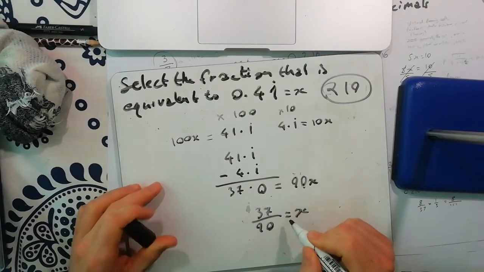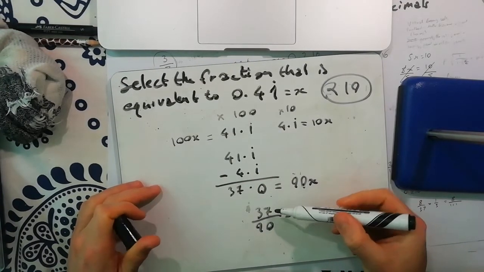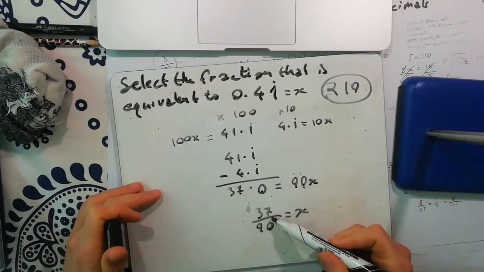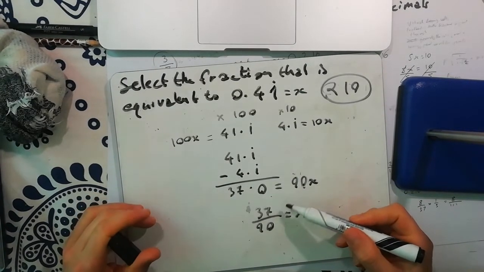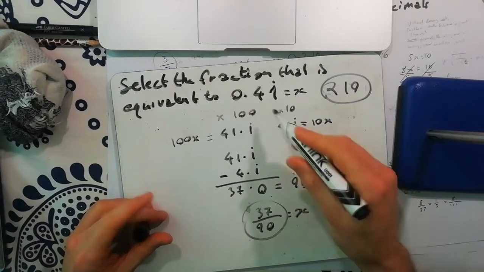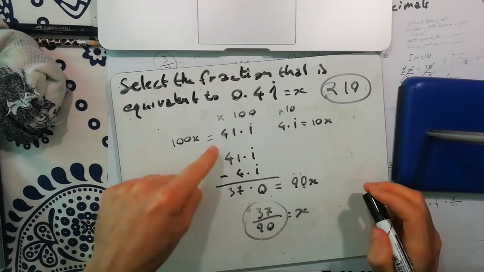Now we can't simplify this anymore because 37 is a prime number. They don't share a common factor. We can check that. 3 plus 7 is 10. Okay, it doesn't divide by 3. And I just remember that 37 is a prime number. Okay, so there is the fraction that it converts into. So it's a nice little trick you can use.